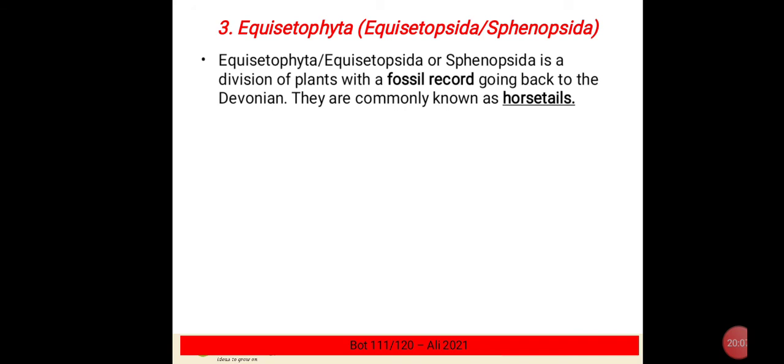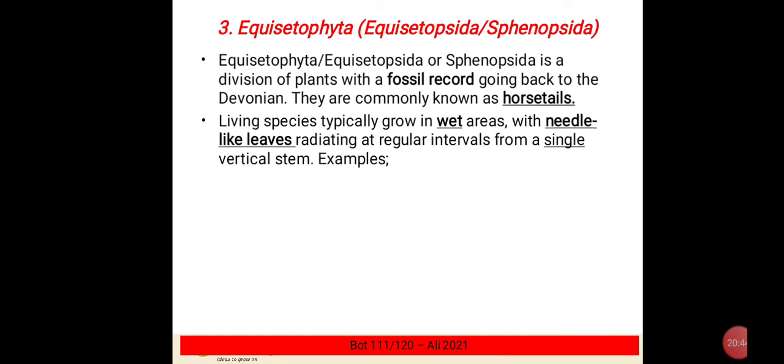Now, this subdivision Equisetophyta is a division of plants which occur with a fossil record going back to the Devonian. Therefore, examples of members belonging to Equisetophyta are the horsetails. I said that Equisetophyta is a division of plants with a fossil record, examples being the horsetails and others. We'll see them later. These species belong to a class known as Equisetaceae.